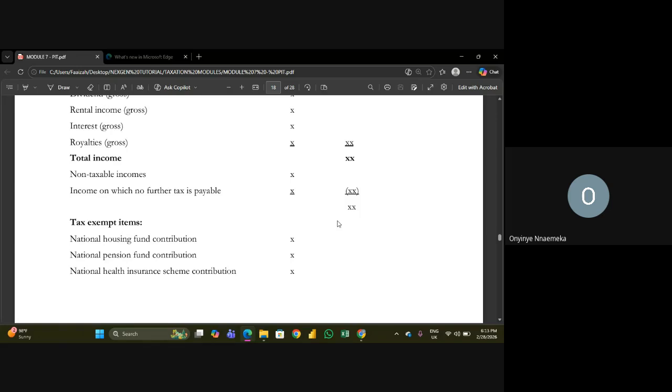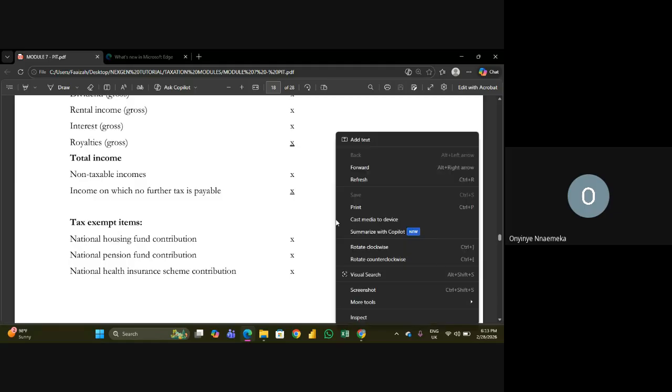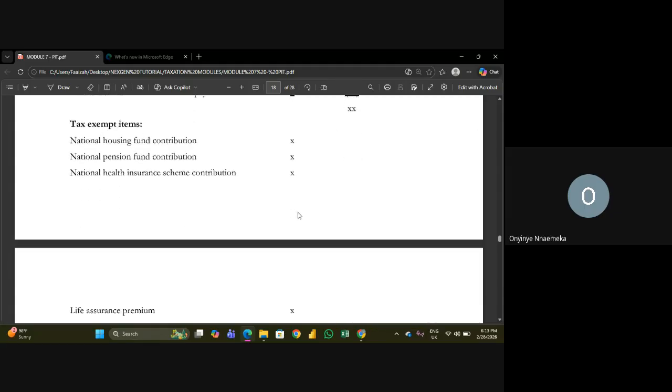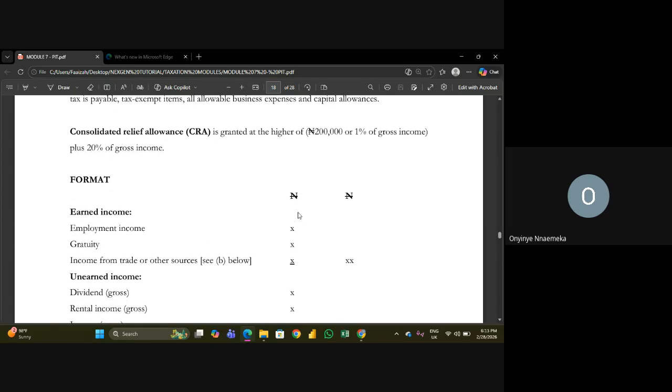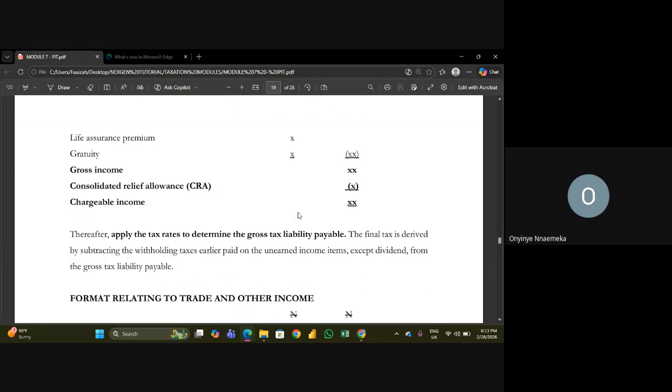After you have deducted your tax exempt items, that is your national housing fund, pension, insurance, gratuity too, if you have. You know that you have added gratuity here. It does not mean you do not put it under tax exempt; you put it back. Then you have your gross income. Then you calculate your CRA, remove it, and you have your chargeable income.